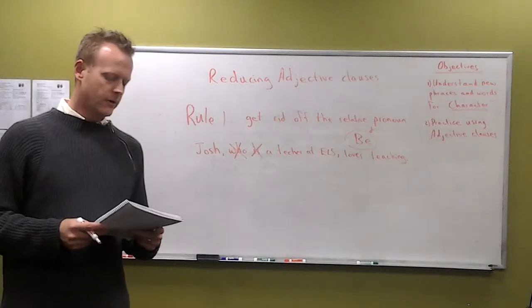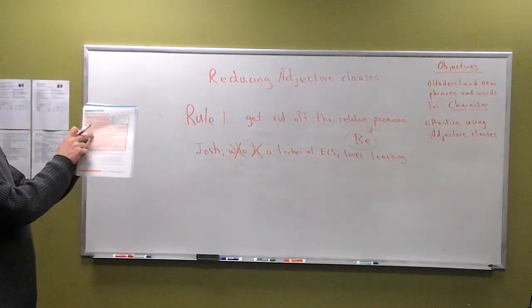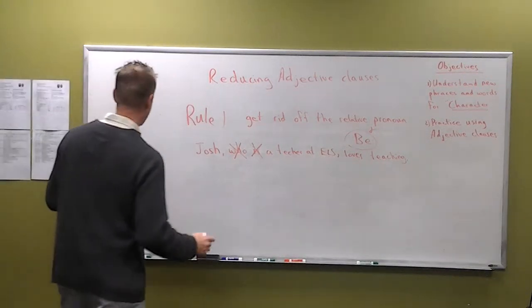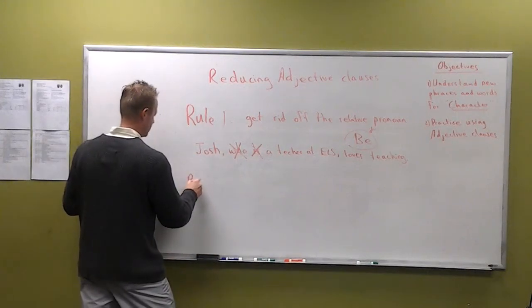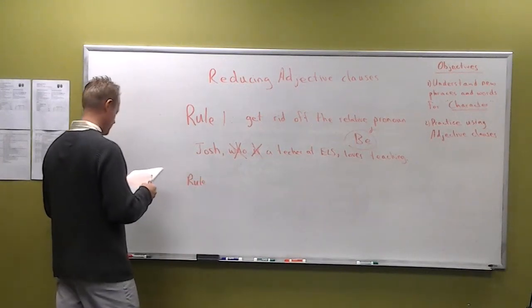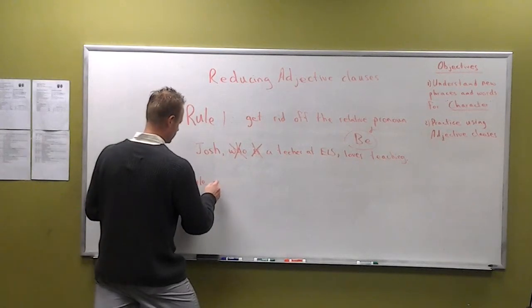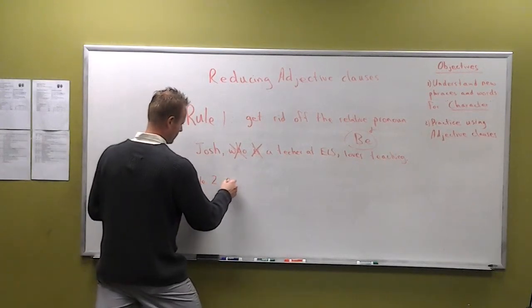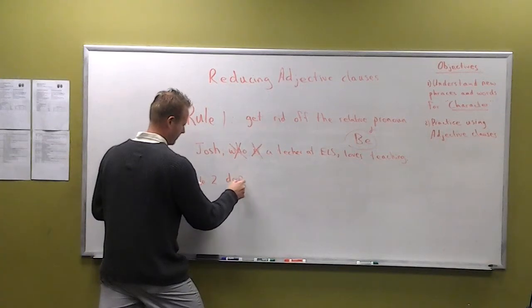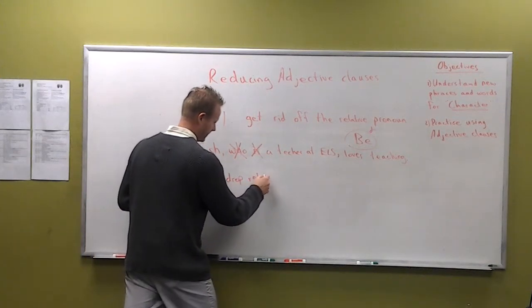Now, look at rule number two. You see rule number two in the book here? Ahmed, read rule number two. When the adjective clause does not contain a form of the verb be, drop the relative pronoun and use the present participle of the verb.